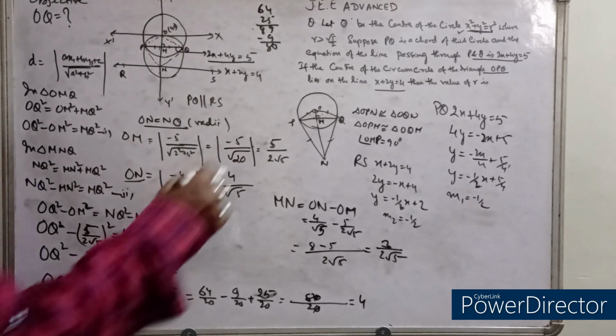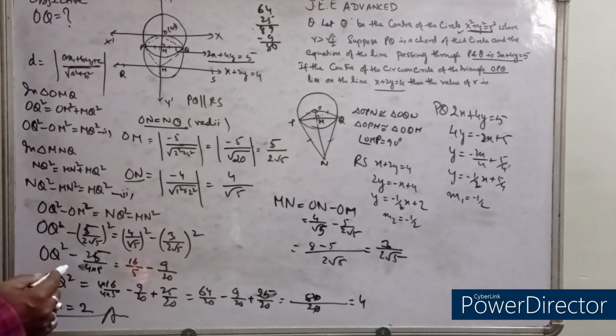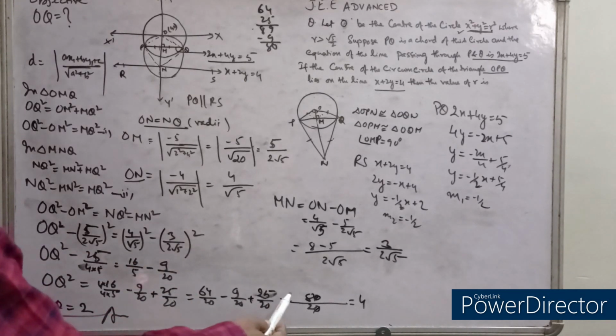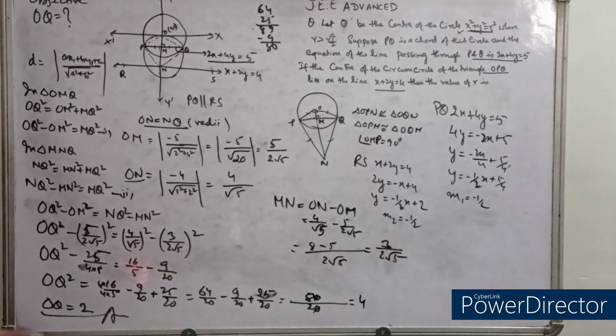This is your answer because 2 is greater than root 5 by 2, and R must be greater than root 5 by 2. Here there was a slight mistake because this minus, when it goes this side, it must be plus. This is 80, so this is the required answer.